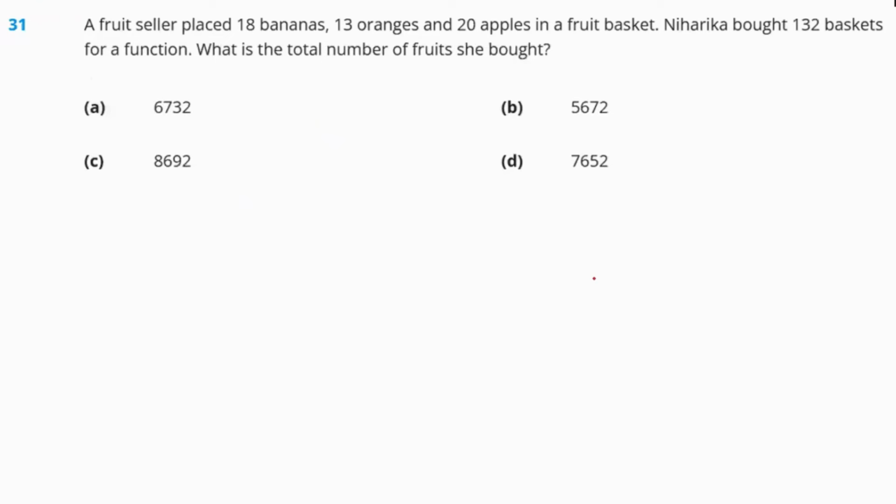31st question. A fruit seller placed 18 bananas, 13 oranges, and 20 apples in a fruit basket. Niharika bought 132 baskets for a function. What is the total number of fruits she bought? So a fruit seller placed 18 bananas, 13 oranges, and 20 apples in a basket. And Niharika bought 132 baskets.